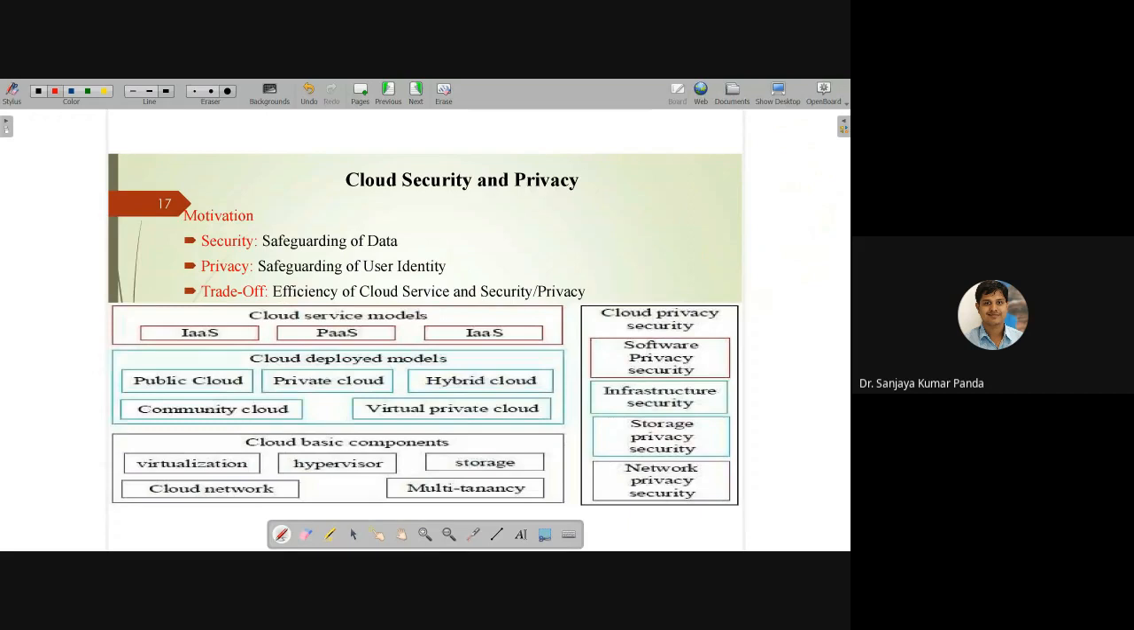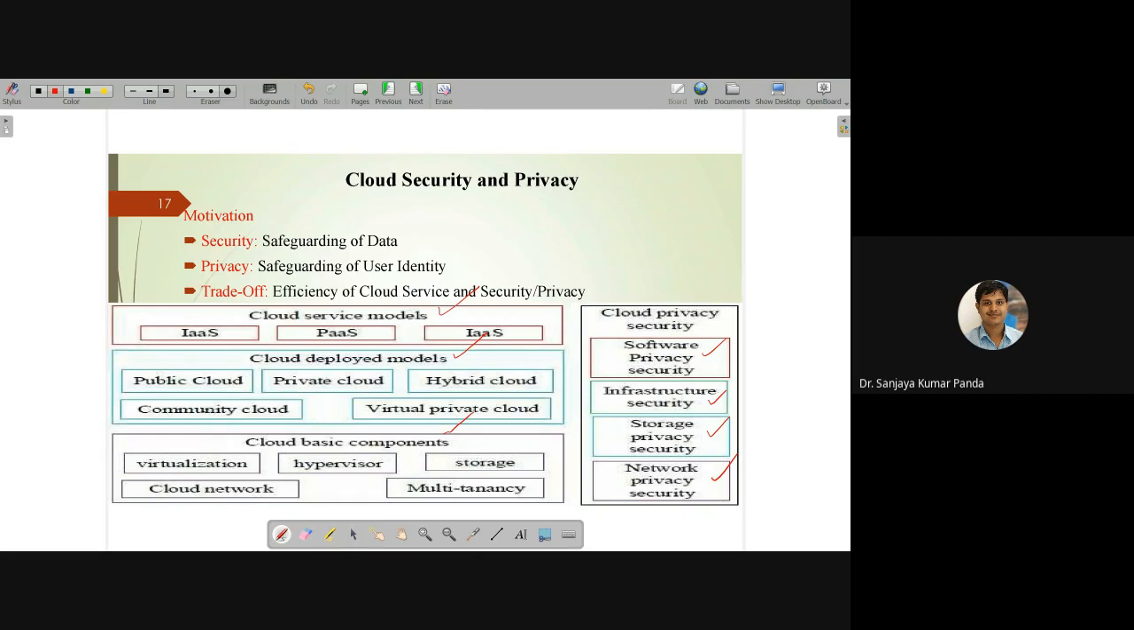Now here you can see, we have already discussed these service models, these deployment models, and some of the basic components like virtualization, the virtual machine manager or hypervisor, storage, cloud network, and multi-tenancy. But if there are issues related to these, there may be issues related to software privacy security, information security, storage privacy security, and network privacy security. Privacy issues can happen at any point, right? Privacy issues may happen with respect to software. Like I told you, pirates are there.